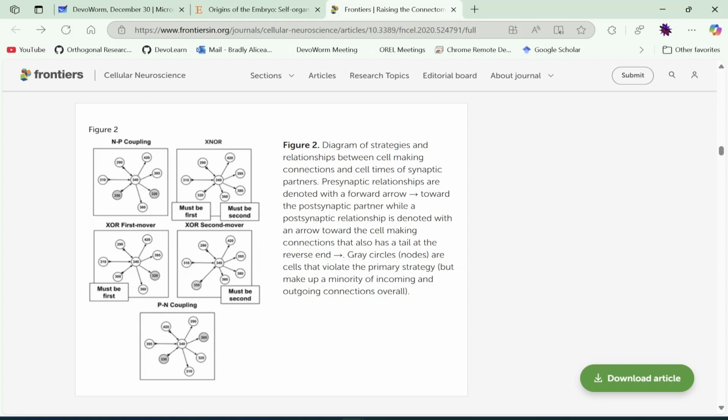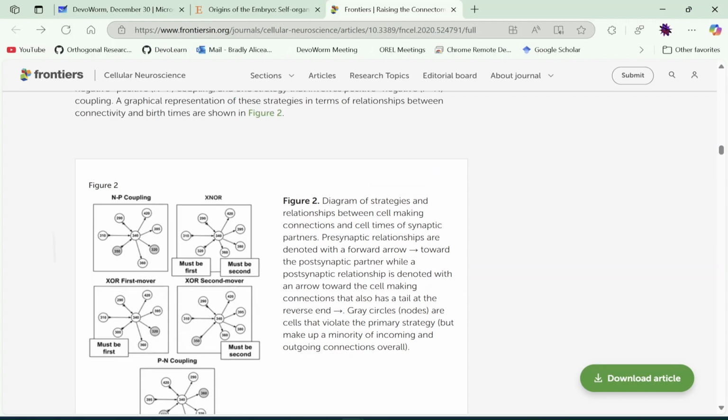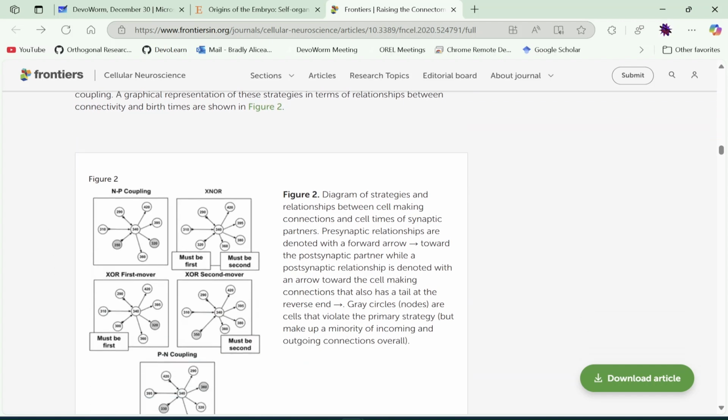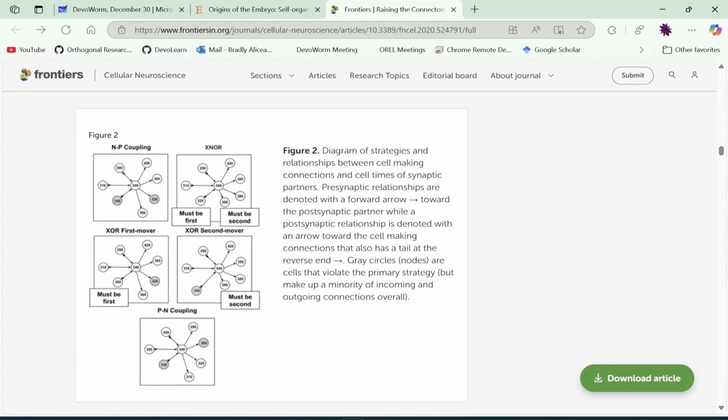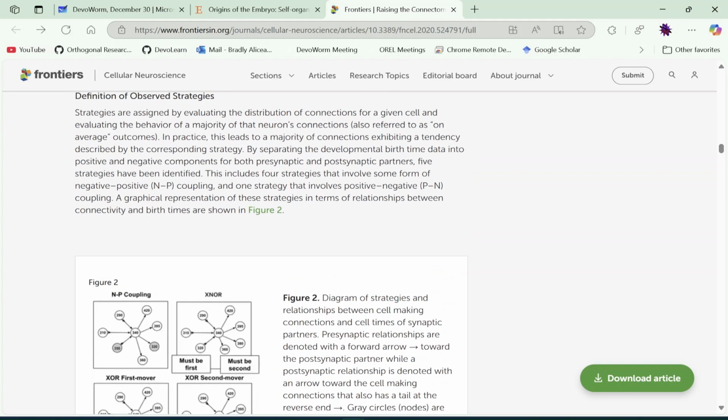So this figure here is figure 2 from the paper. This is a diagram showing the different strategies. So what happened in the paper was, you had some data for cellular development, for synaptic development, and those were brought together to determine these strategies and how this first mover advantage might play out. So these are observed strategies. We have 5 strategies here. We have NP coupling, XNOR, XOR first mover, XOR second mover, and PN coupling.